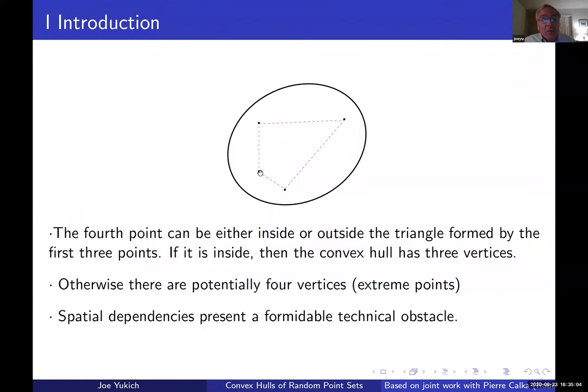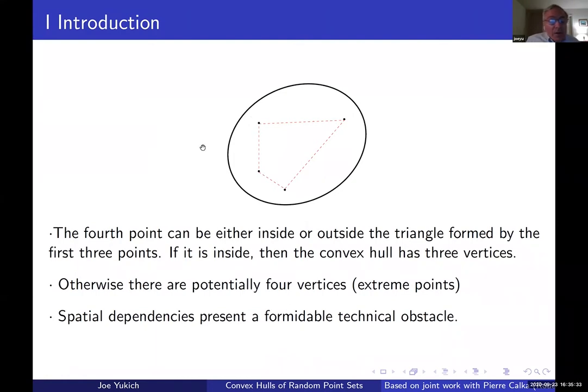And in this picture here, we see that the fourth point is outside the triangle formed by the first 3, and therefore there are 4 vertices in the convex hull of a 4-point set. It could have happened that the fourth point would be, for example, right here, in which case the convex hull would be a triangle, and this point here would no longer be an extreme point.